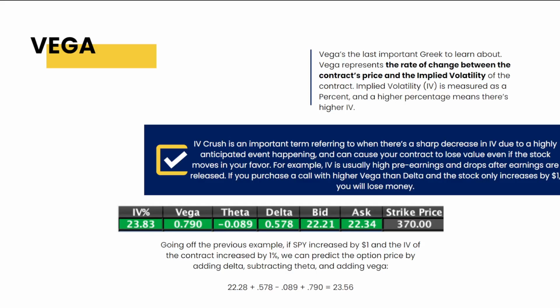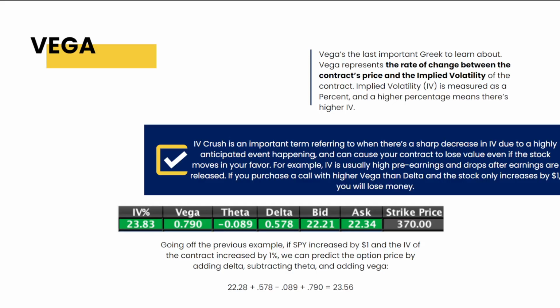But going off of our last example, if SPY increased by $1 and the IV of the contract increased by 1%, we can predict the option price by adding delta, subtracting theta, and adding vega. It's around $23.56, and then it goes through those past numbers that we were talking about, which you can also see above.